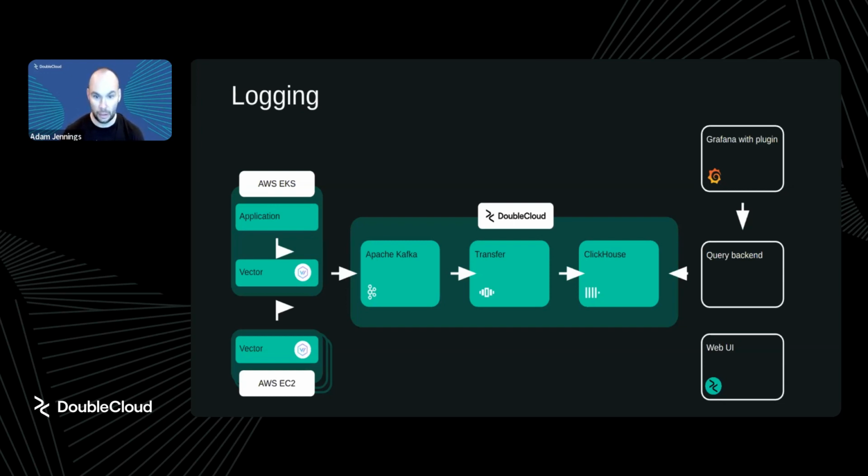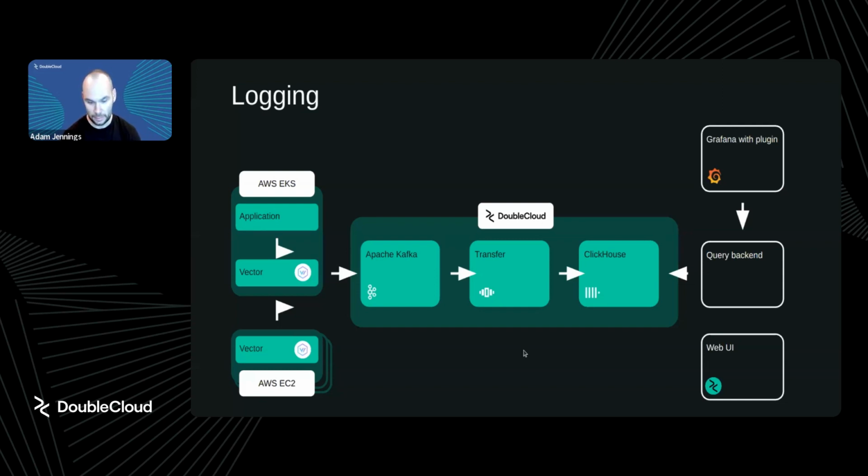In our case, both our Kubernetes and our EC2 instances have Vector installed. We push that to Kafka, use our transfer service, drop it over to ClickHouse, and then depending on the team, they either query it with our visualization tool or with Grafana with that plugin that I mentioned earlier. And so that's, I think, the way to go: let's just start deploying this as part of our CI/CD pipeline. Let's get Vector on our instances out there.